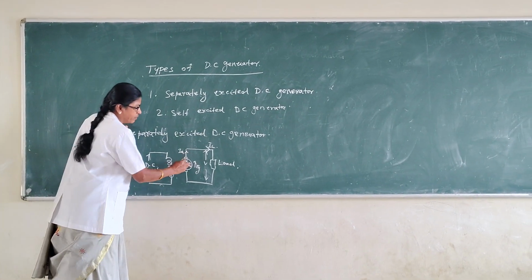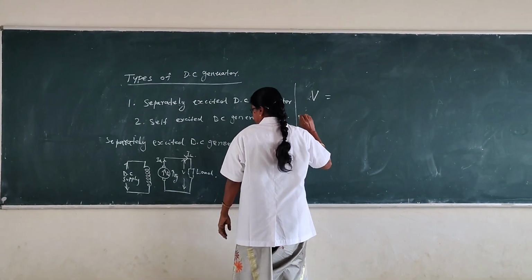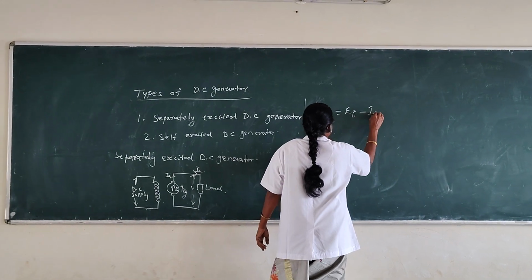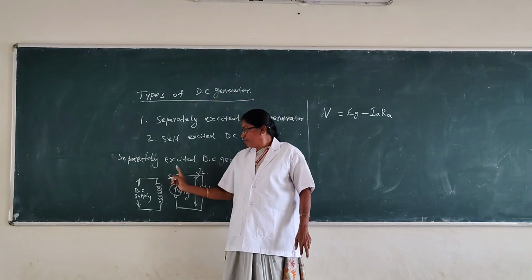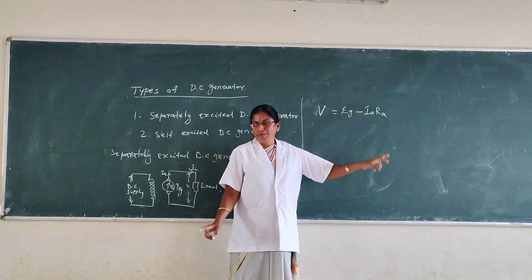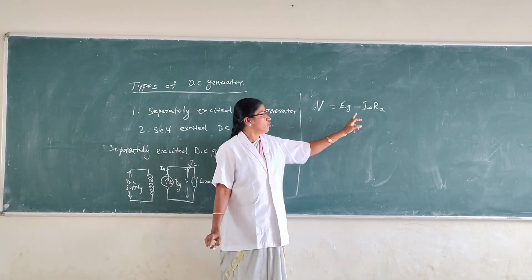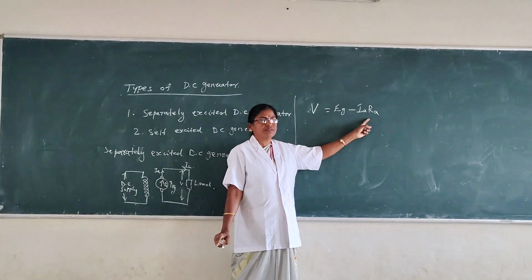The voltage equation is V equals Eg minus Ia into Ra. Eg means the EMF generated by the armature. Ia Ra is the voltage drop across the armature resistance. When current flows through the armature resistance, at that time there is some voltage drop across the resistance.